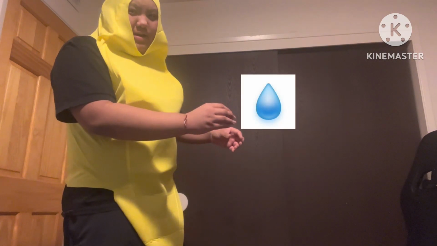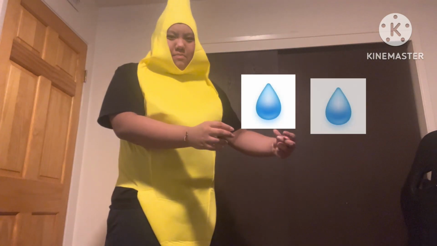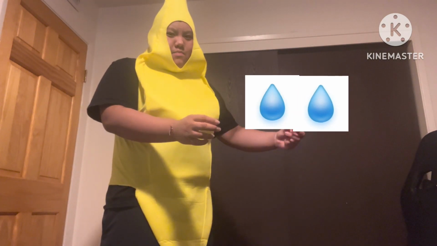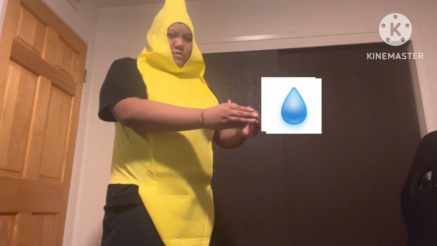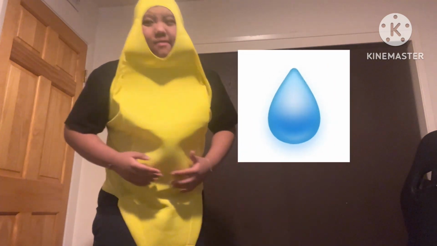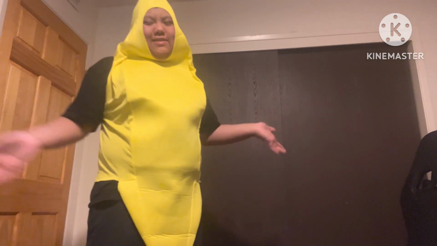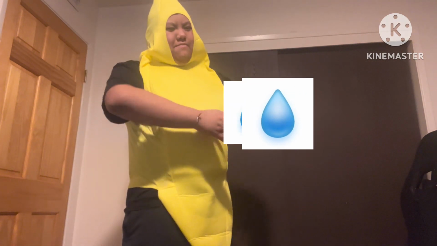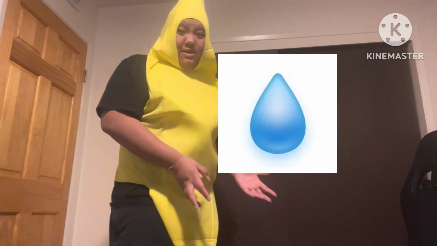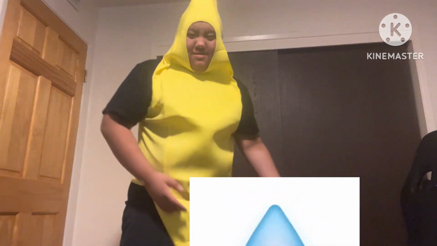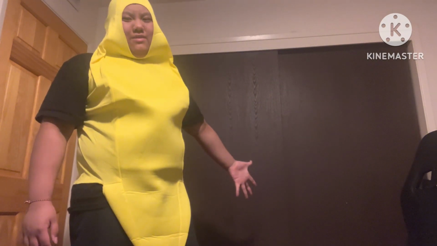So like this, a little tiny water droplet right here, and then another little tiny water drop right here. They merge together to become a bigger one. Yeah, that's basically precipitation. And then when they merge together, it becomes so heavy, it falls like rain. Everybody should know what rain is, right? Yep. Okay, that's good.